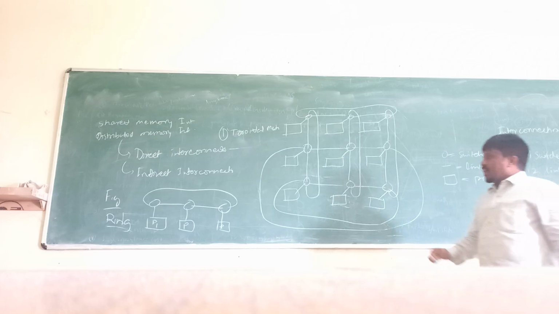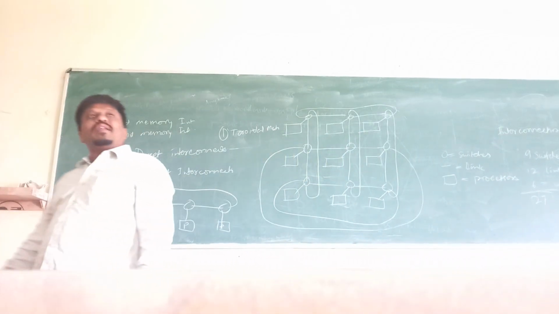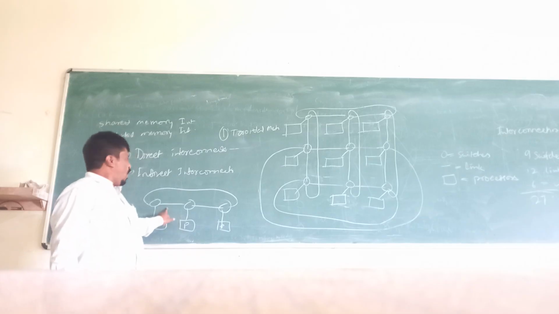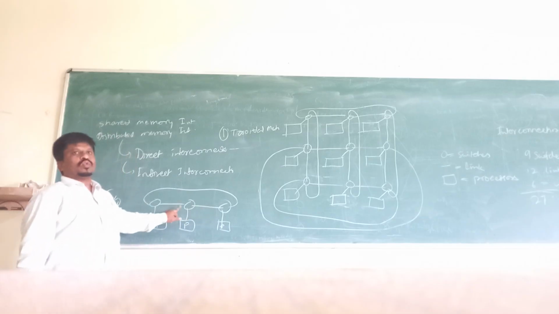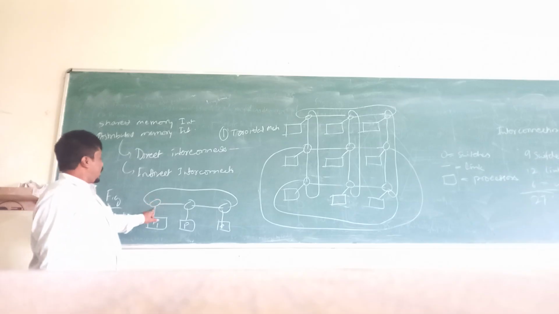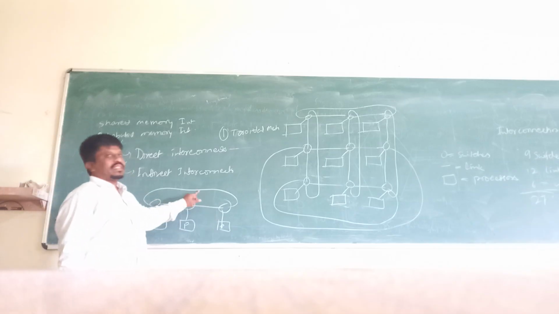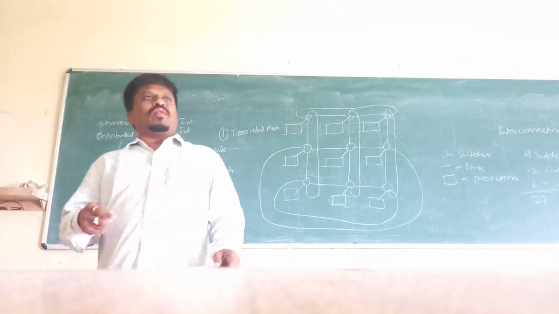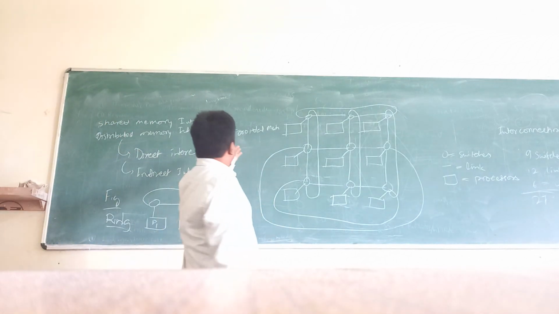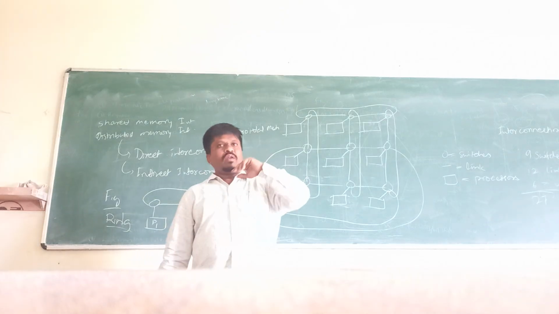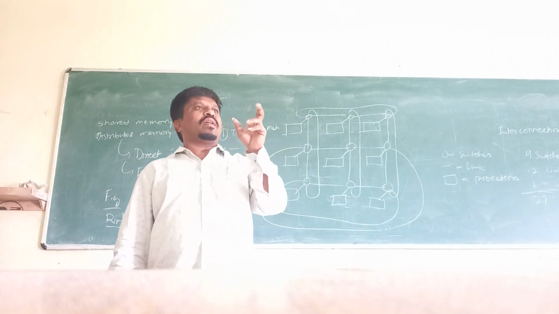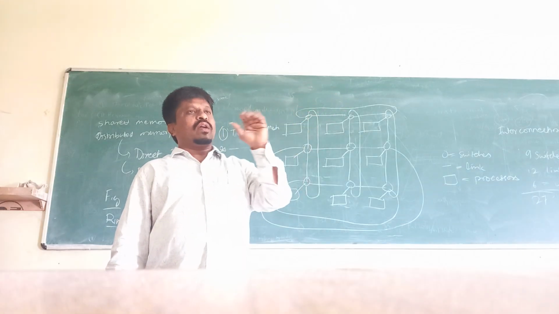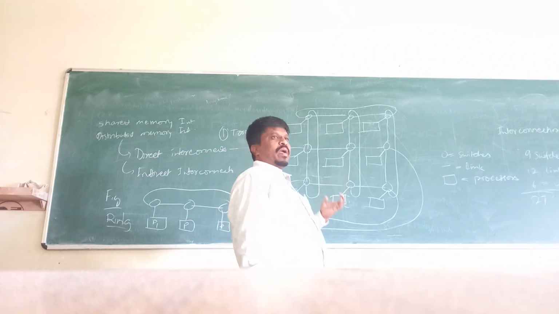Here in the ring, how many switches are there? 3. 1, 2, 3. These are the interconnections: 1, 2, 3, 4, 5, 6. These 6 are the interconnections. Usually the power of the model, ring model or toroidal mesh, will be measured by counting only the connections between switch to switch. Don't count the connections between switch to memory or switch to processor.